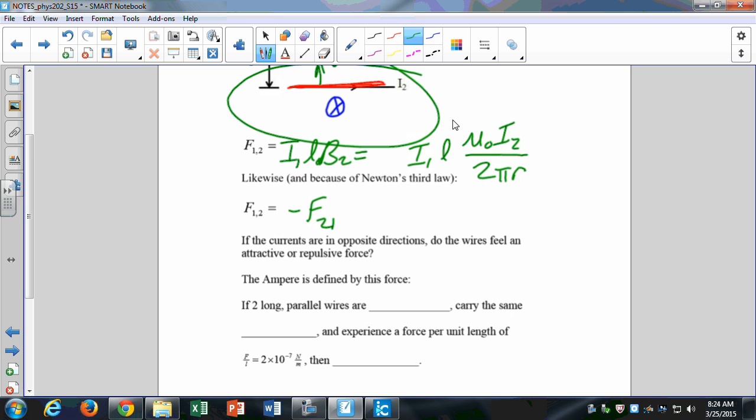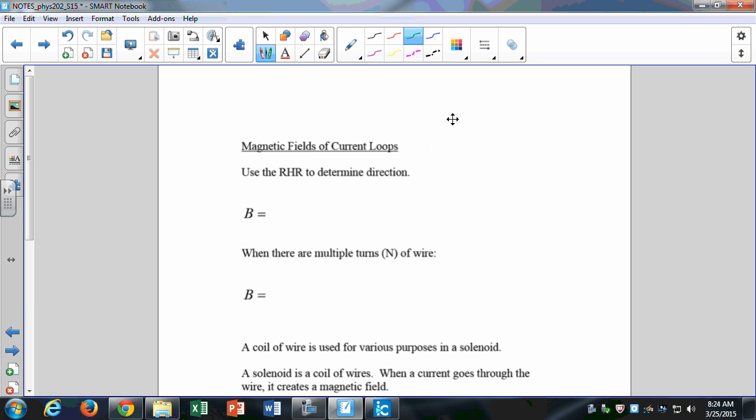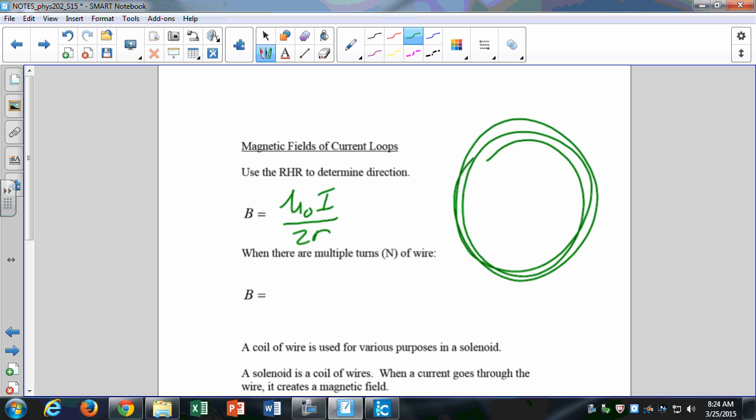Let me go ahead and give you the next thing. For the current loop, B is equal to mu naught I over 2R. This is for a loop of wire like this. If I have multiple turns of wire, it's just N mu naught I over 2R. And we'll talk about solenoids and how they work next time. We'll revisit these, okay, but in case you want to start working on this homework over the weekend, this is sort of the bare bones of what you need.